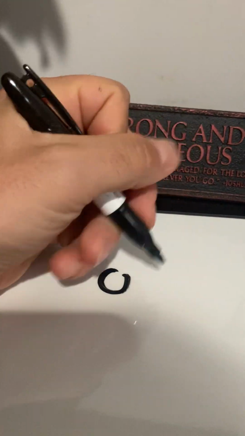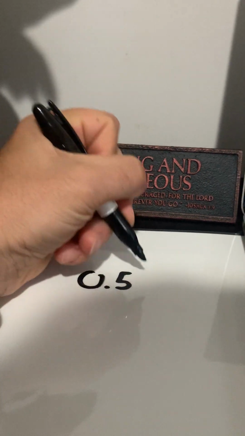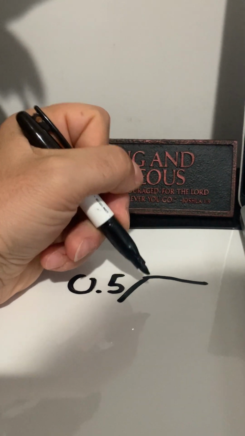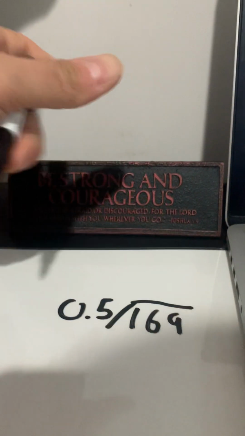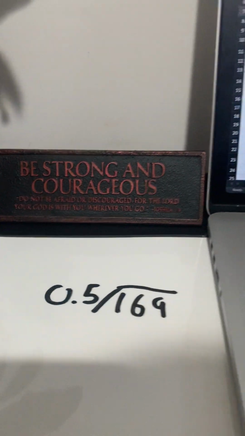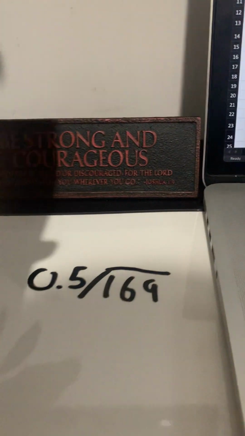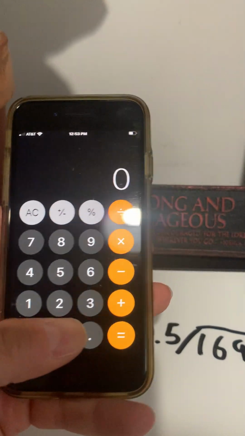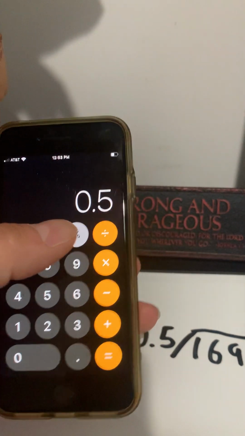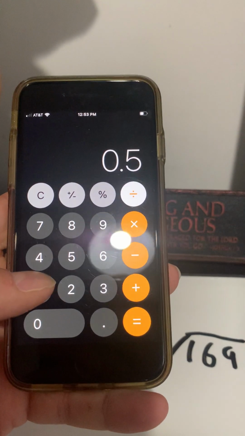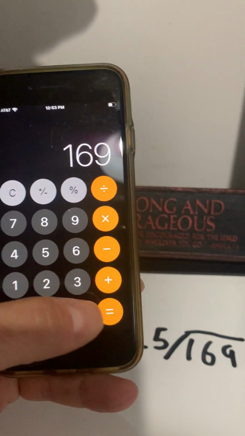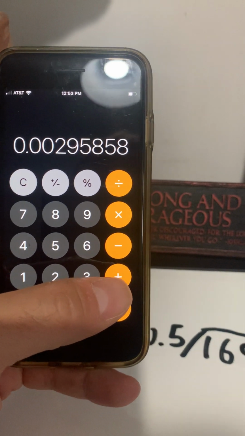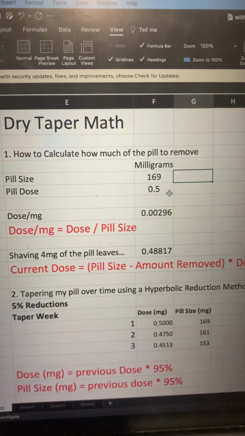So you've got 0.5 divided by 169. Now, if you're great with dividing fractions, then go for it. What I'm going to show you is how to do it on a calculator. So 0.5 divided by 169 equals 0.02958858, right? So you could see here, I've got that number.